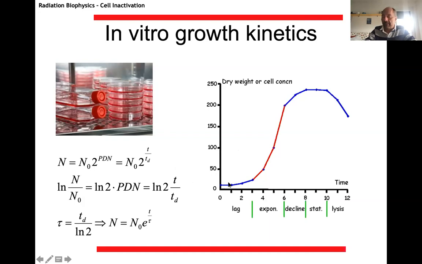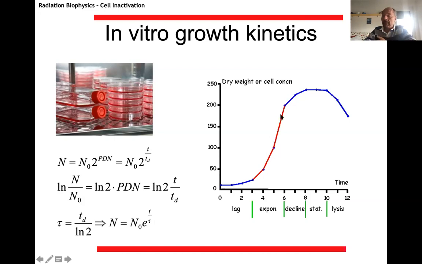The growth kinetics has a lag phase initially, followed by exponential growth, which is regulated, of course, by this equation. It's essentially every cell duplicating. So it's 2 to the population doubling number, but the population doubling number can be written as T divided by TD, where TD is the duplication time, the average duplication time. And eventually, if you like exponential, as I do, then you prefer to write it as N0 e to T divided by tau. And of course, tau is TD divided by the logarithm of 2.